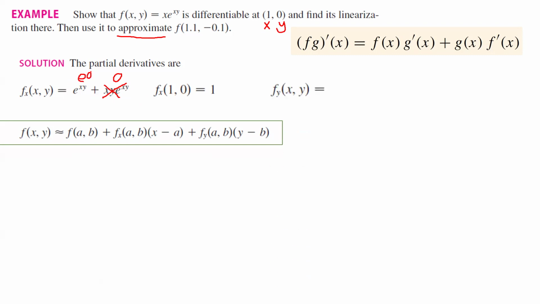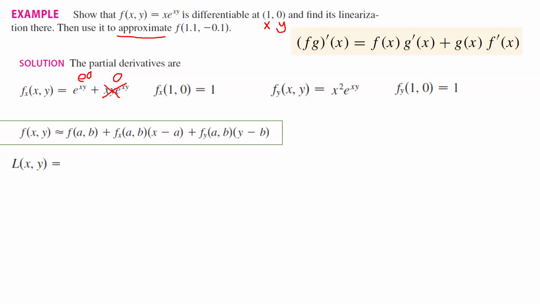Now for the partial derivative with respect to y, you're going to do the same thing, but please note that your x acts like a constant. So it is basically a constant times e to the power a constant times y. So this is basically x times x e to the power xy. Then plug in 1 and 0. You get 1 times e to the power 0, or just 1.